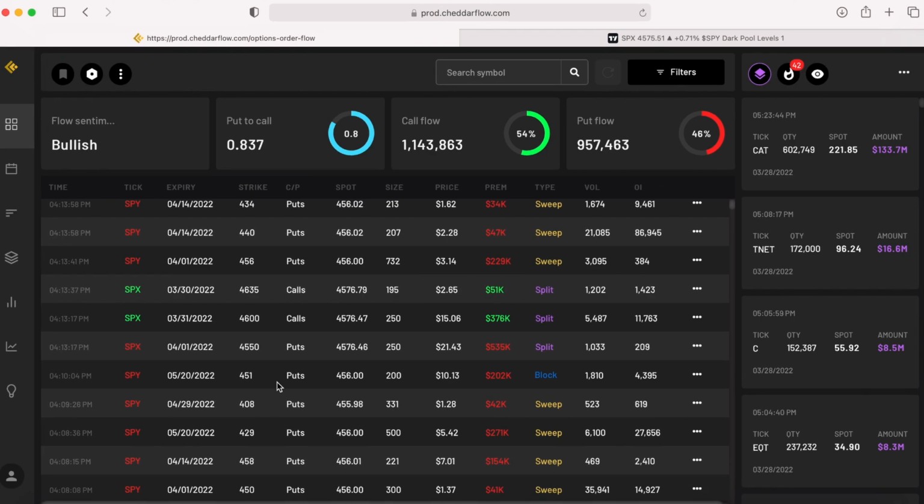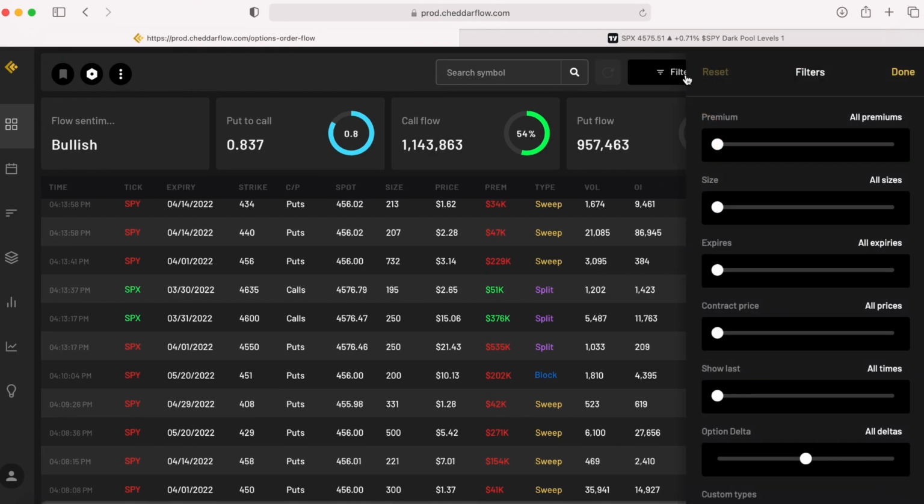Now, the second thing I want to share with you today is the filters we have. And we actually just had a big update on the Cheddar Flow software for our filters. One of the first things that I like to use in my setup, and I use it to this day, literally every single day, I will filter for this. I changed the premium to over $100,000 worth of premium for each order.